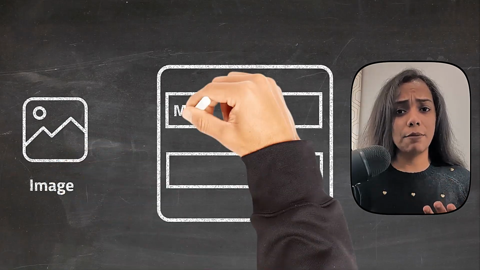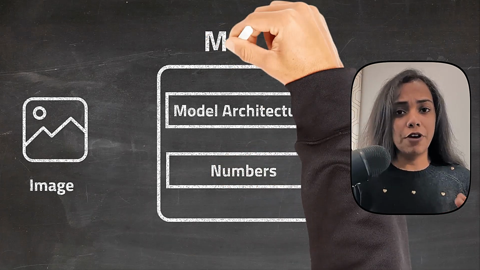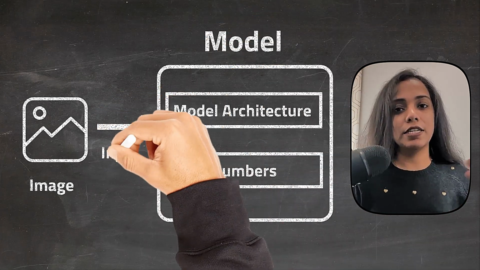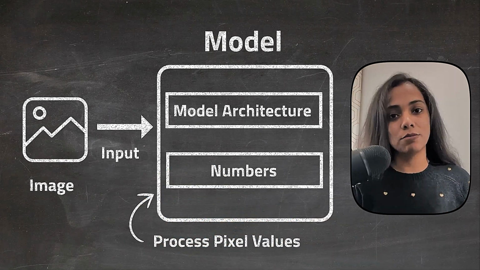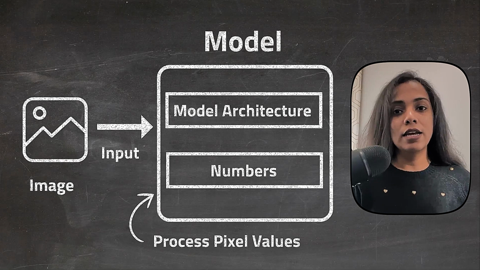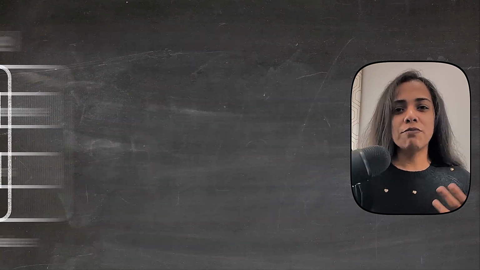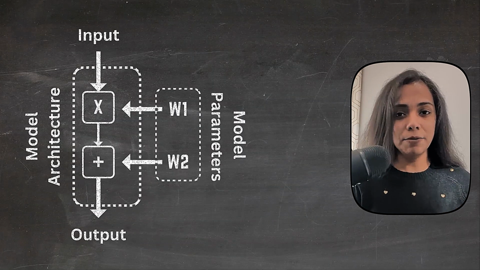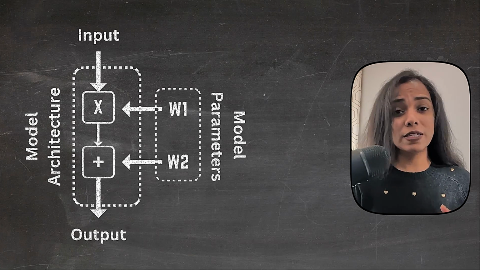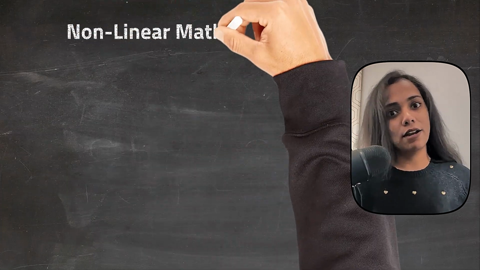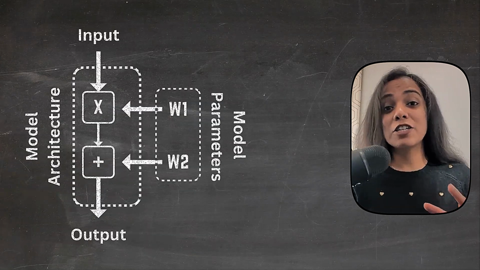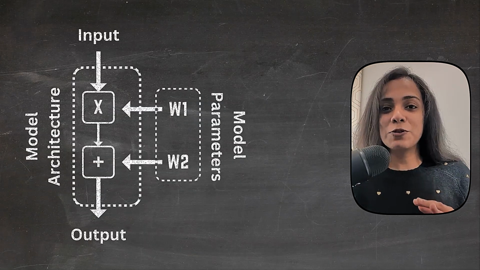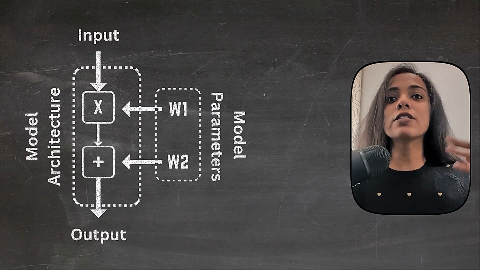If we take the example of an image, where a model takes the image as an input, the pixel values of the image are the numbers that this model processes. And this goes through a lot of mathematical operations internally, consisting again of several different numerical values and linear and nonlinear mathematical functions. This is the architecture of the model, which is associated with a bunch of numbers processing the information of these pixels.